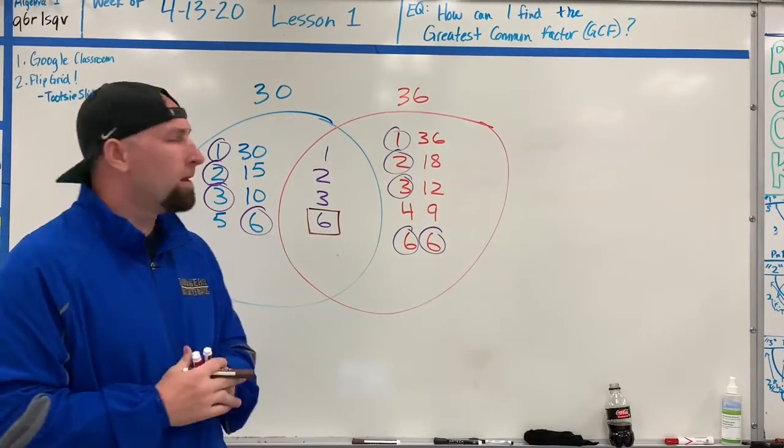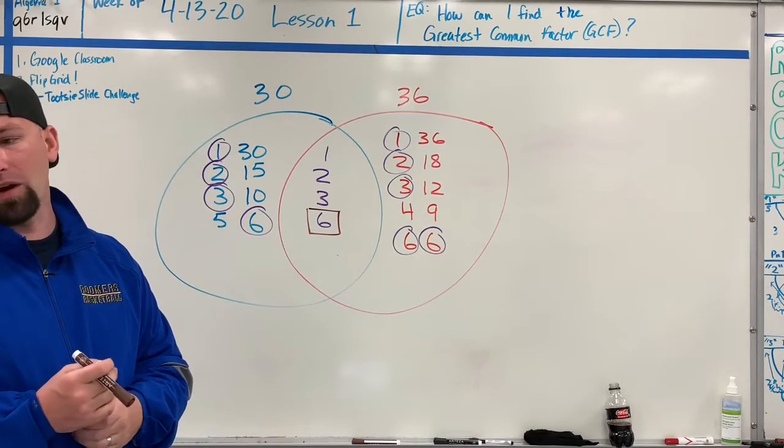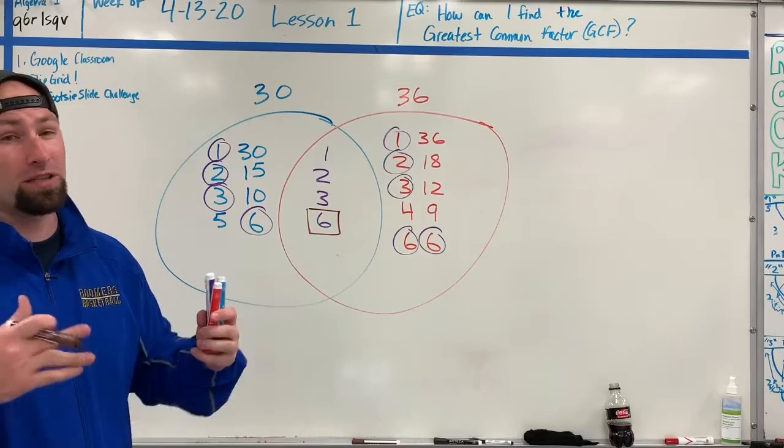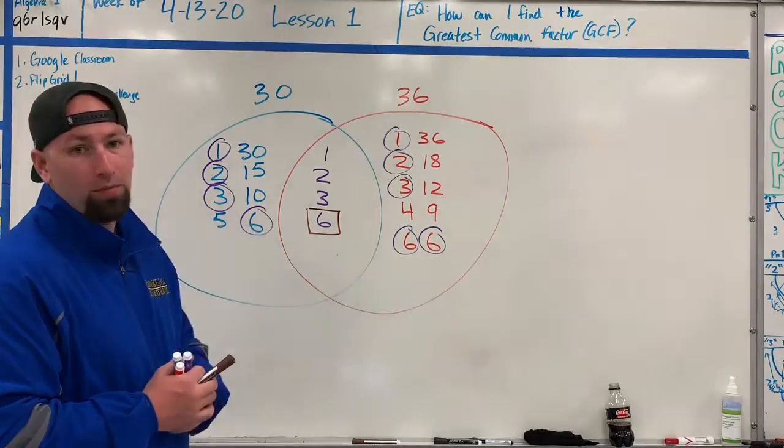So what we're trying to do is find all the factors of the two numbers that we are trying to find the greatest common factor for. And then we put those together in the Venn diagram, and that's what we come up with.